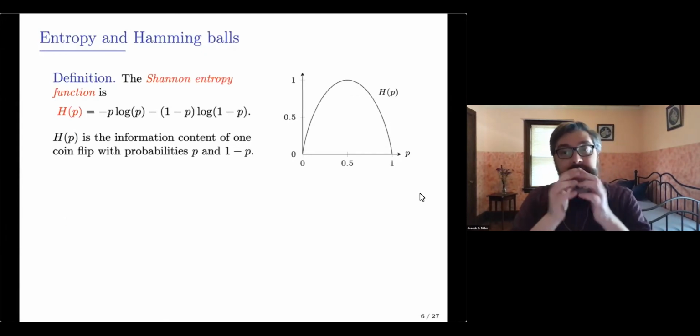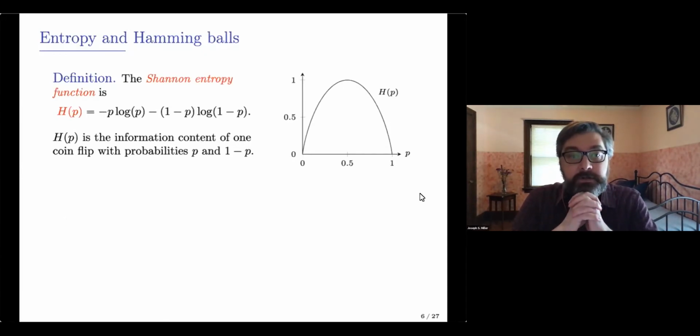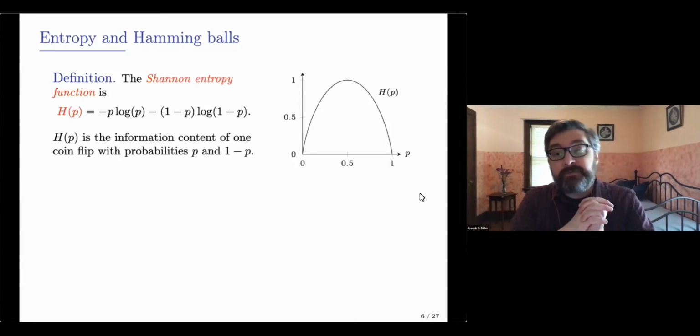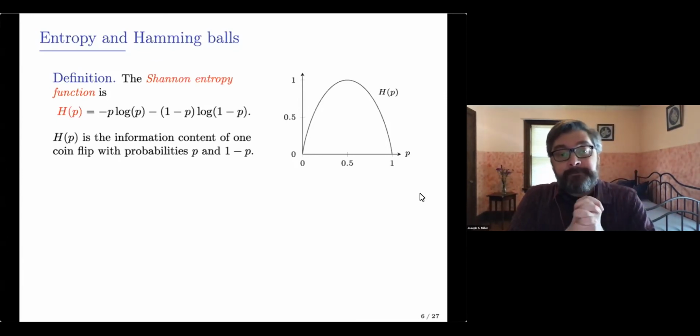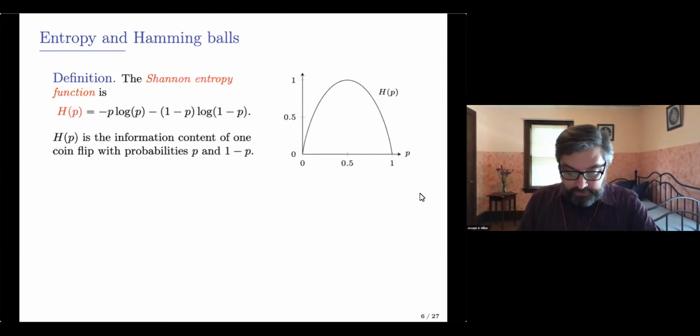Okay, but we need to learn a little bit more about coding theory. We really haven't done any yet. So the Shannon entropy function is this function here, h of p equals negative p times log of p minus 1 minus p times log of 1 minus p. And I have it graphed over here. See this nice graph.